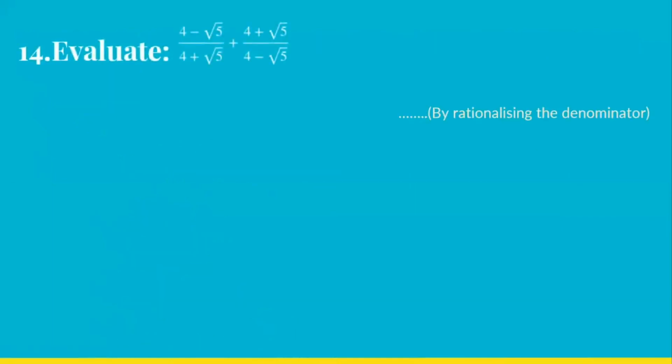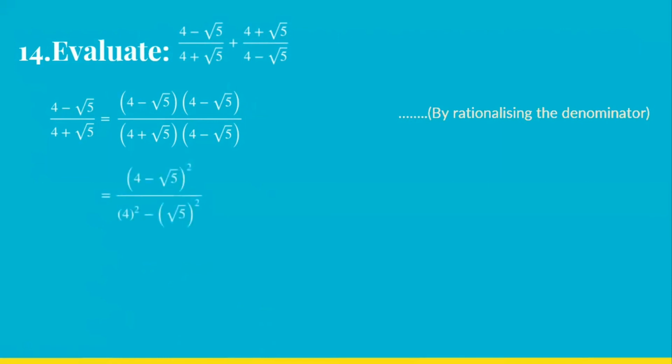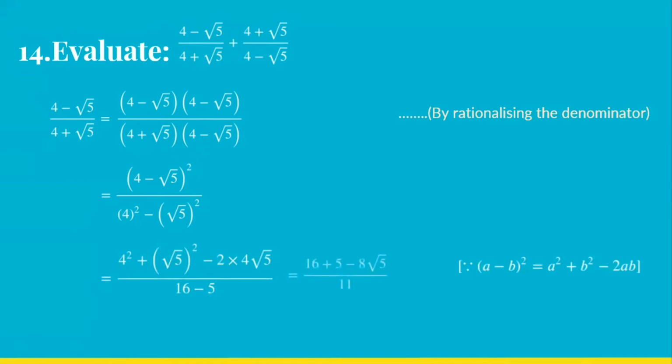So evaluate (4 minus root 5) upon (4 plus root 5). This is easy. We are going to rationalize each of these parts. So let us rationalize this first part. The rationalizing factor is 4 minus root 5. On doing this, we get 4 minus root 5 the whole square. a plus b into a minus b is a square minus b square. 4 square is 16, 16 minus 5, so the denominator we get as 11.